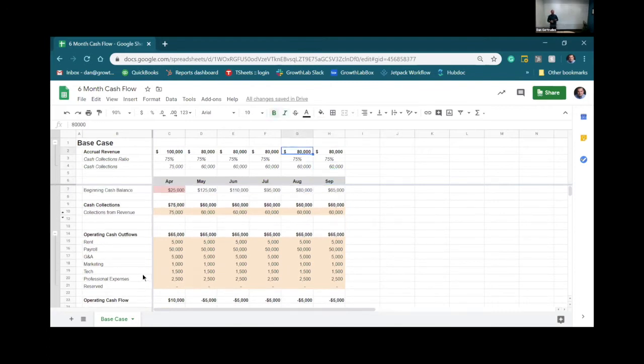So if anybody has any quick questions, you want to touch base, recap some of the cash flow, I'm really trying to demystify cash flow planning. I'm really trying to tell you guys it ain't that hard.